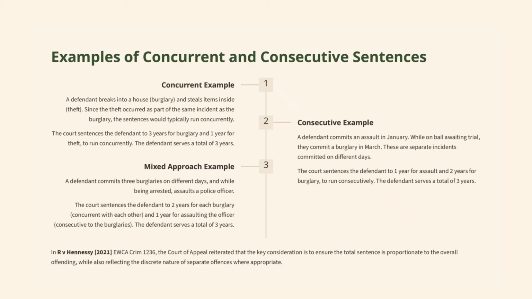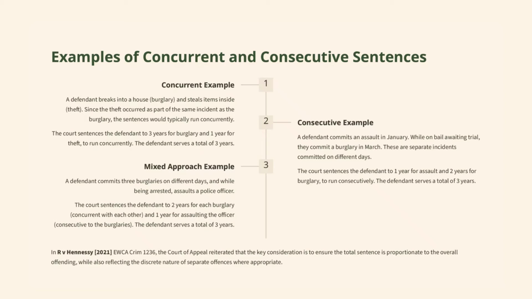Examples of concurrent and consecutive sentences. Well, you can see here a concurrent example. A defendant breaks into a house, burglary, and steals items inside, theft. Since the theft occurred as part of the same incident as the burglary, the sentences would typically run concurrently. The court sentences the defendant to 3 years for burglary and 1 year for theft to run concurrently. The defendant therefore serves a total of 3 years.